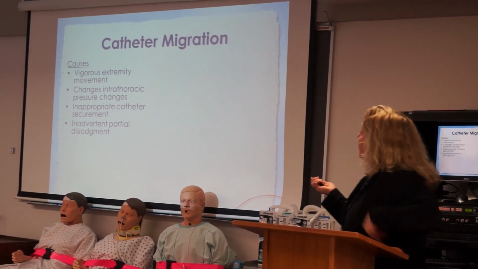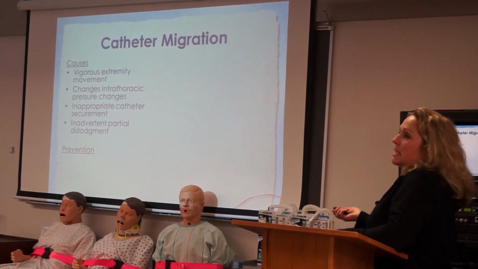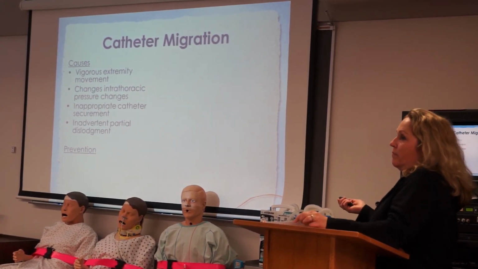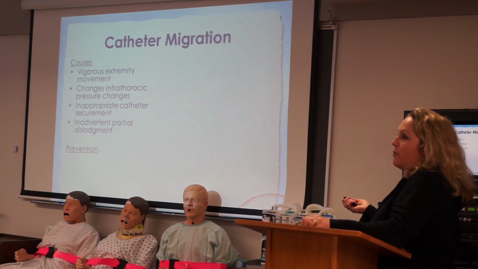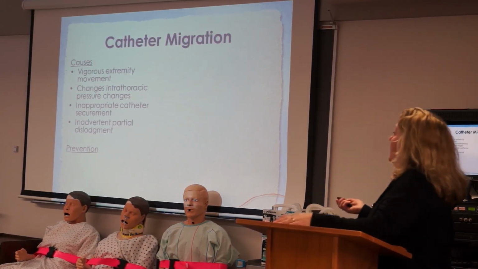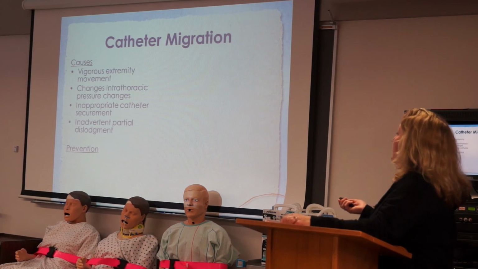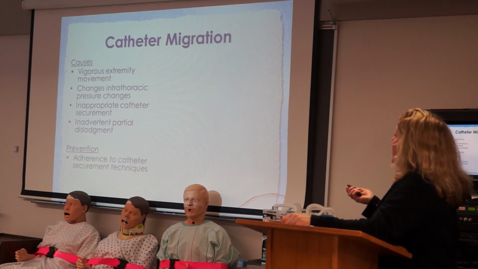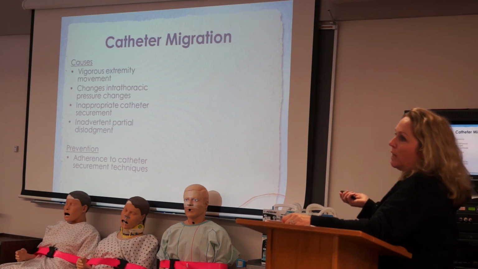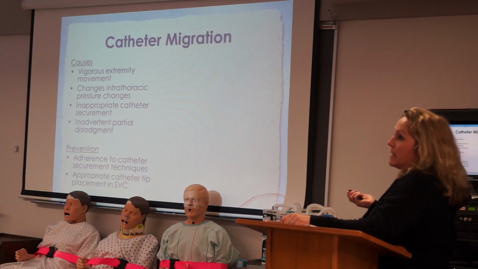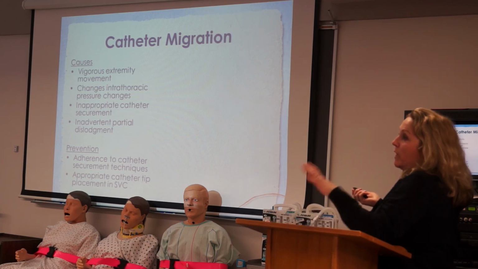Inadvertent partial dislodgement. What does that mean? Patient got up to go use the bathroom and accidentally got it caught. Partly pulled it out. Had one of those the other day. So the best way to prevent catheter migration is just make sure it's secured well, that you have a good dressing on it, and that you inspect it frequently to make sure that it's where it was supposed to be. It hasn't migrated at all.